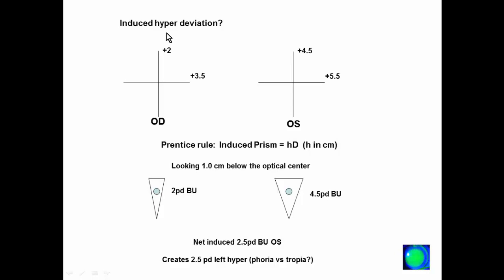You can calculate Prentice rule for the 2 vertical meridians in this patient with anisometropia. There's more hyperopia in the left eye than the right. Once you put the prescription on an optical cross, you can calculate that there's about 2.5 diopters more hyperopia in the vertical meridian in the left eye. Therefore, when this patient looks down, they're going to get induced base-up prism in that left eye.